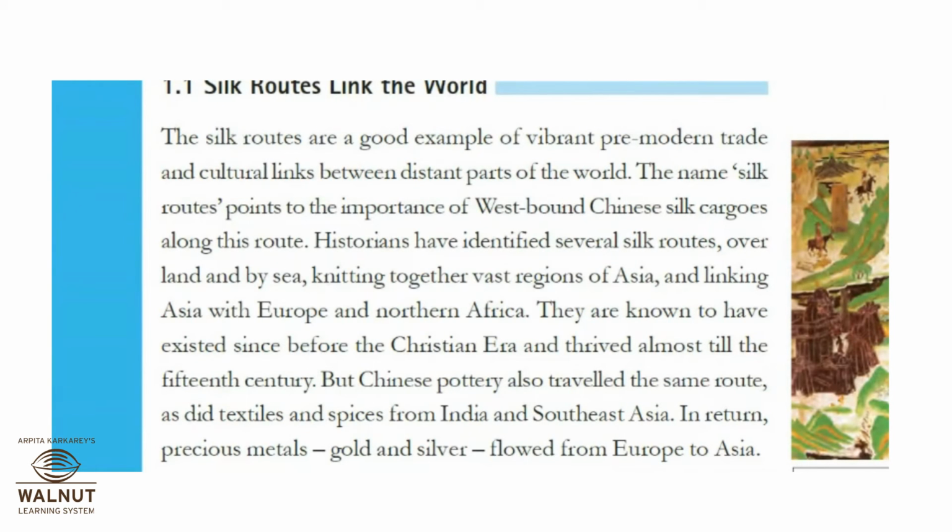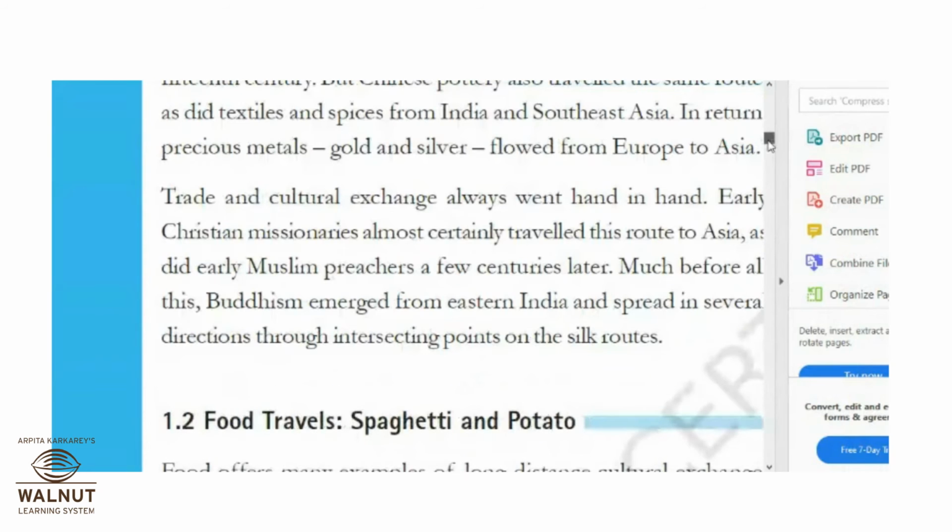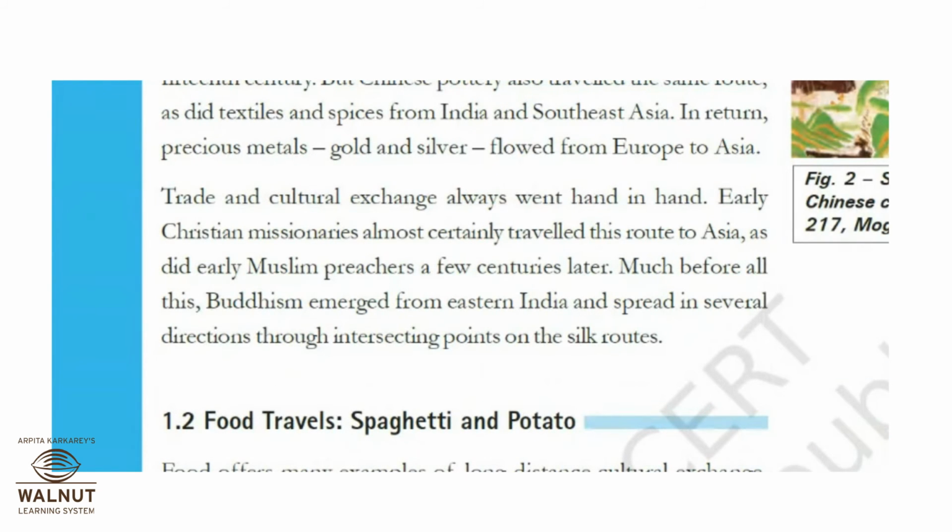Chinese pottery also traveled the same route, as did textiles and spices from India and Southeast Asia. In return, precious metals, gold and silver, flowed from Europe to Asia.